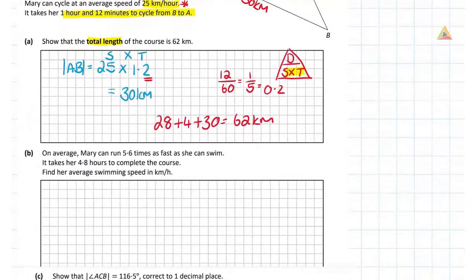Part 2, or part B. On average, Mary can run 5.6 times as fast as she can swim. It takes her 4.8 hours to complete the course. Find her average swimming speed in kilometers per hour.